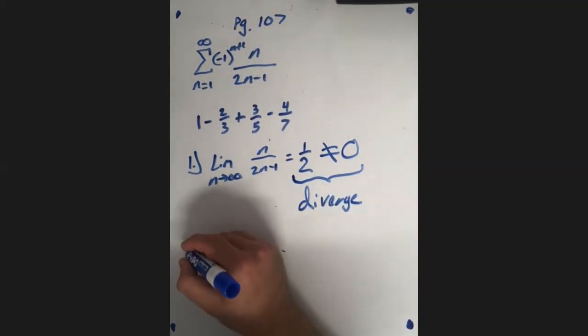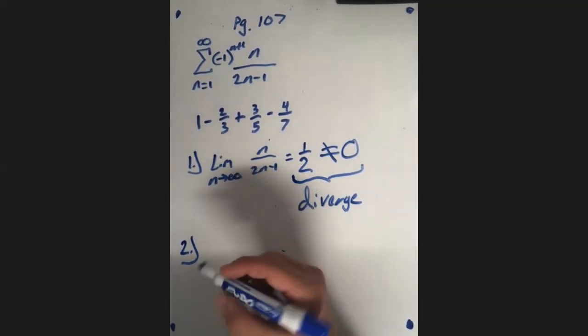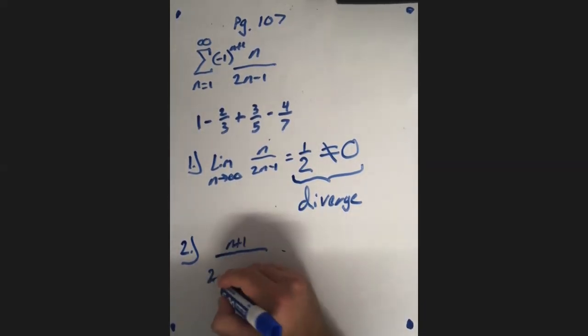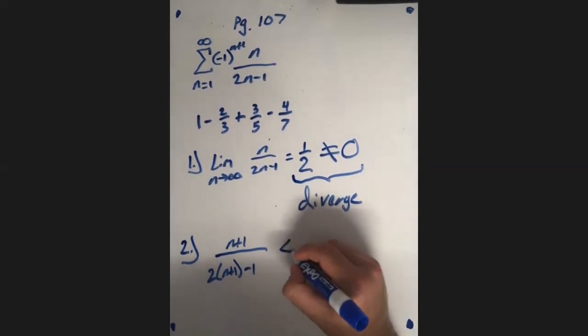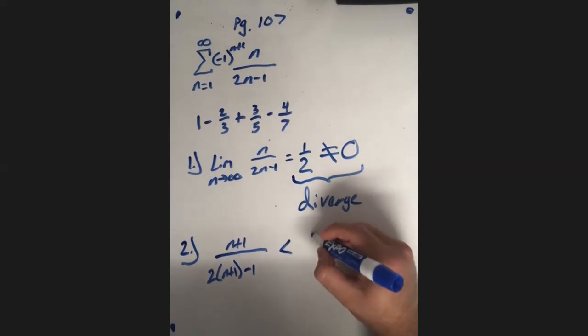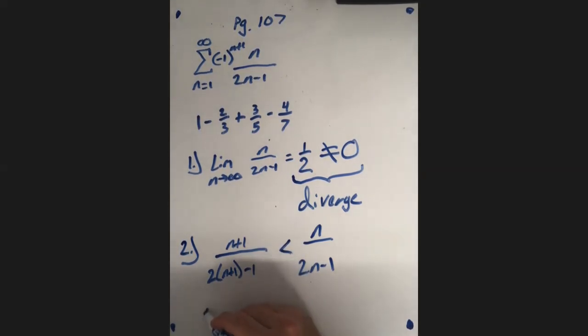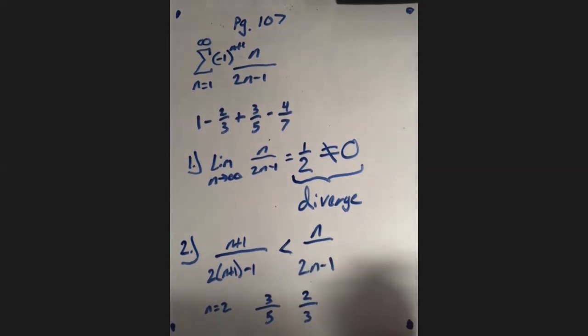Now we should go ahead and show the n plus 1 term being larger. So I'm going to take the n plus 1 term over 2 times n plus 1 minus 1. And I'm going to show, is this smaller or greater than n over 2n minus 1? Just like before, guys, I'm going to take a quick little n is equal to 2. And that's going to give me 3 over 5. And that's going to give me 2 over 3.